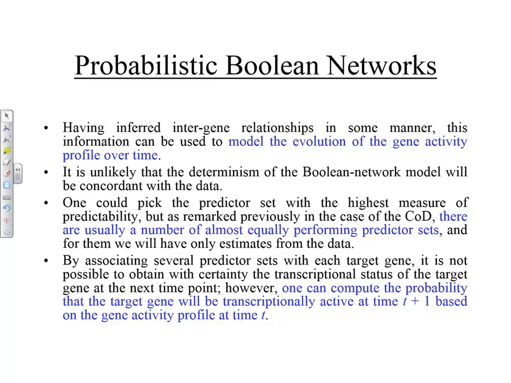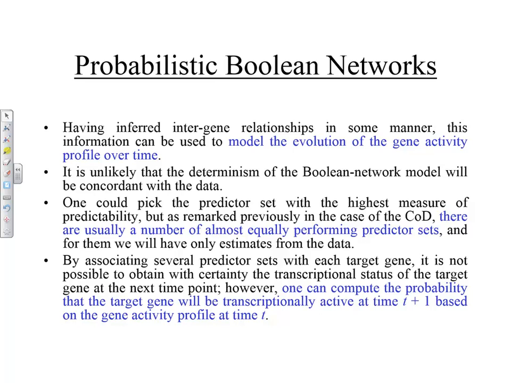Now, it is unlikely that the determinism of the Boolean network model will be concordant with the data, because in the real world you're going to have stochastic influences. You're not going to measure everything with 100% accuracy. If it was just the Boolean model, you would probably just pick the highest COD predictor set and say that each gene will update at the next time step. And again, the time step is not set in concrete.